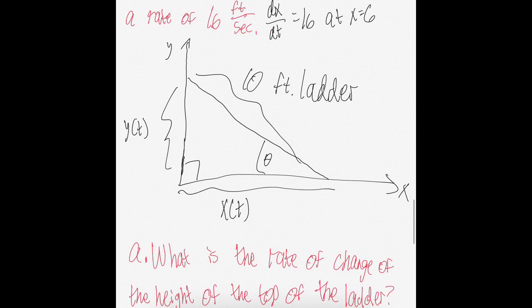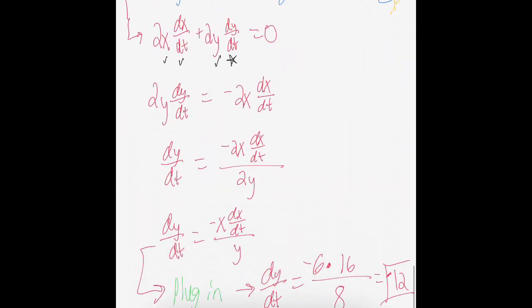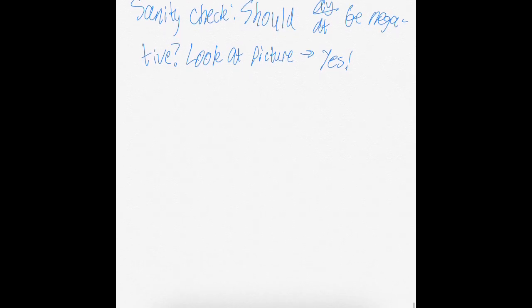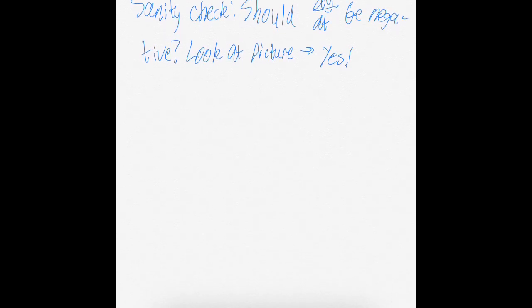Well, if you look at our picture, we can see that as this ladder slides farther and farther out, the height is going to get smaller, and it's going to get closer and closer to the ground. So y is going to get smaller. So as t increases, as time increases, y should get smaller. So look at our picture and think about it, and indeed, yes, it should. So it doesn't quite check the value of 12, but it does make sense that our answer is negative.